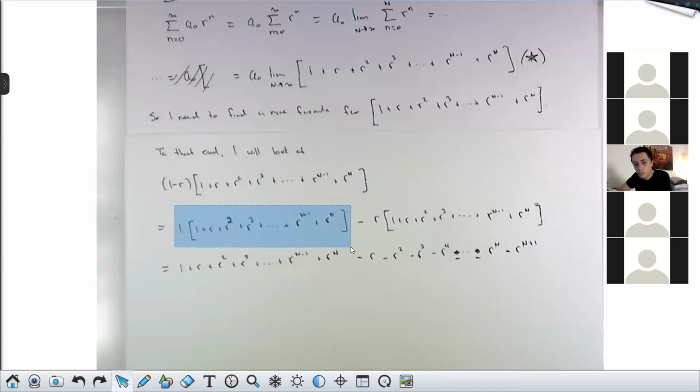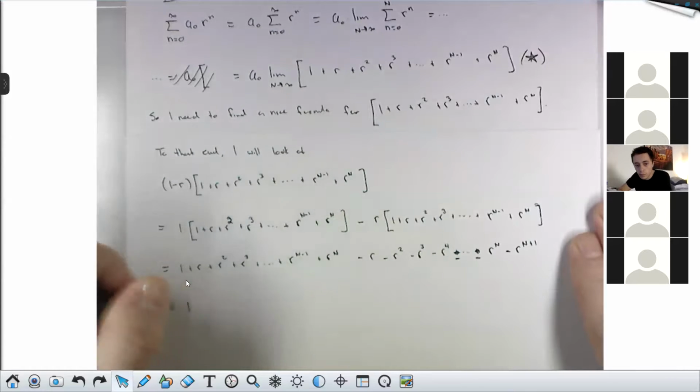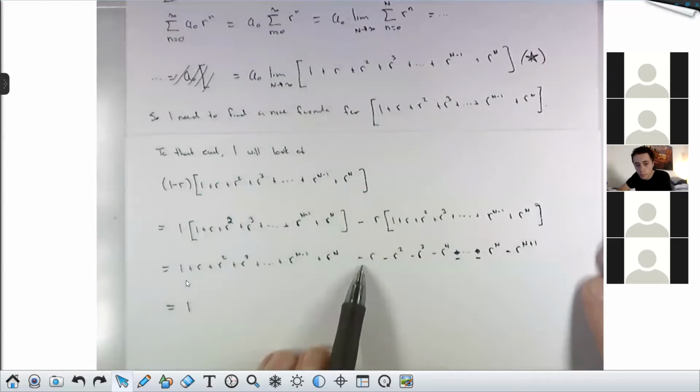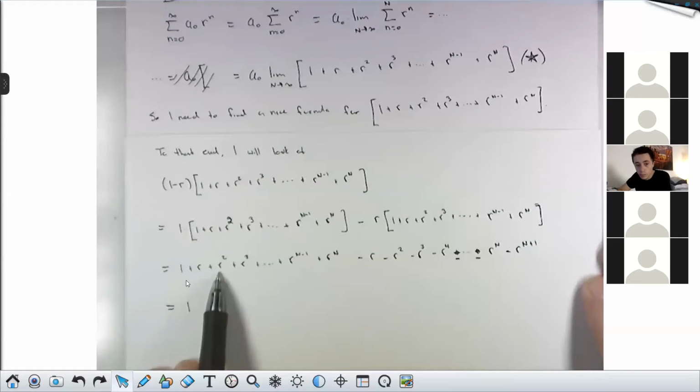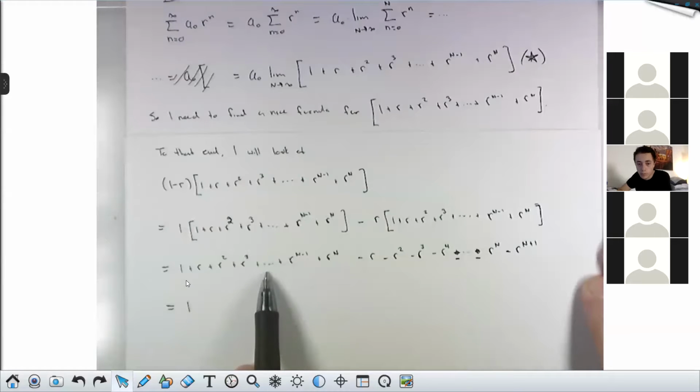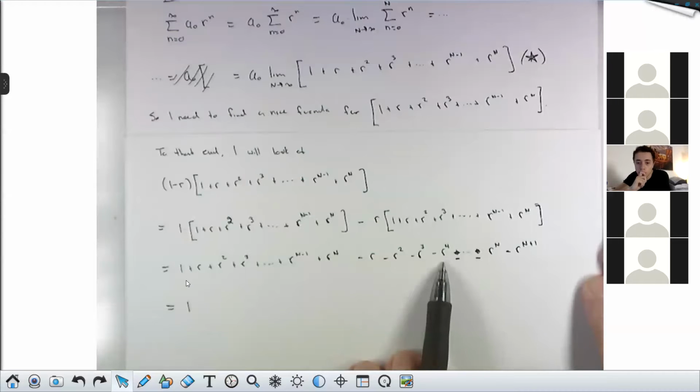So I distribute the 1 here. I just get another copy of that thing. I distribute the minus r here, and I get this. Negative r times 1 is negative r. Negative r times r is negative r squared. Negative r times r cubed is negative r to the 4, and so on. So the 1 here survives. But then I have plus r minus r, plus r squared minus r squared, plus r cubed minus r cubed. The next term inside the dot dot dots is a plus r to the 4, and here I have a minus r to the 4.